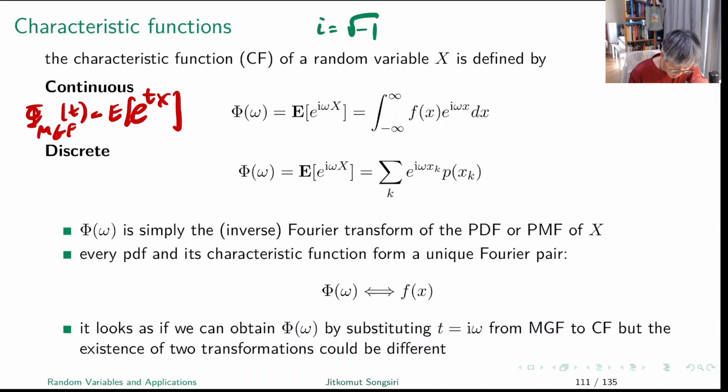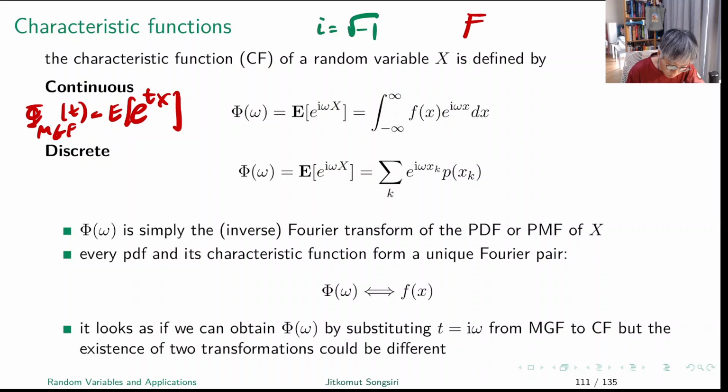By taking a look at this form, you see that the definition of the characteristic function is very, very closely related to the MGF, just replacing t by i omega. But I'm going to explain shortly that there are some differences in the properties between the CF and the MGF. And one thing I would like you to take note of is that this looks like a Fourier transform.